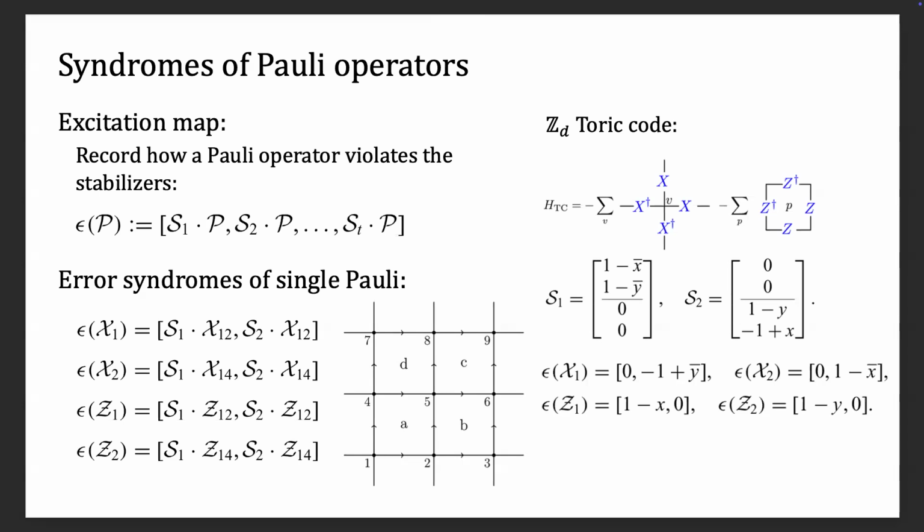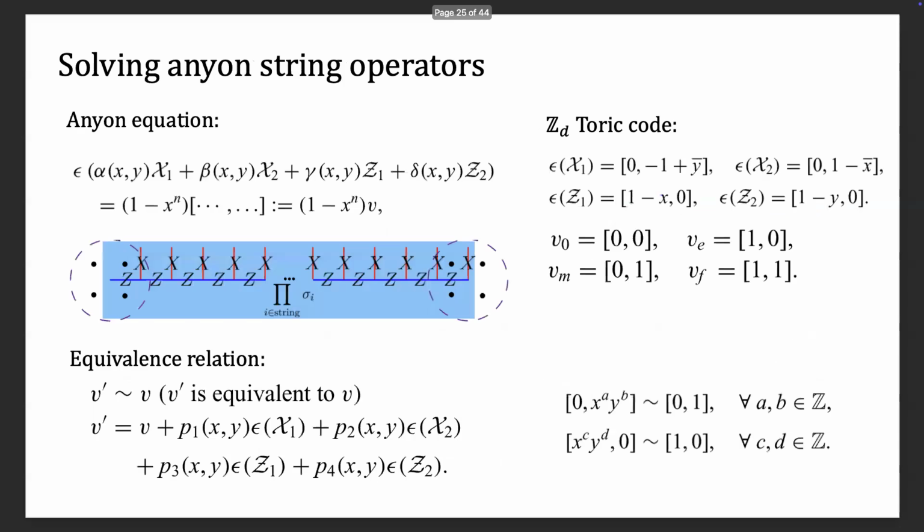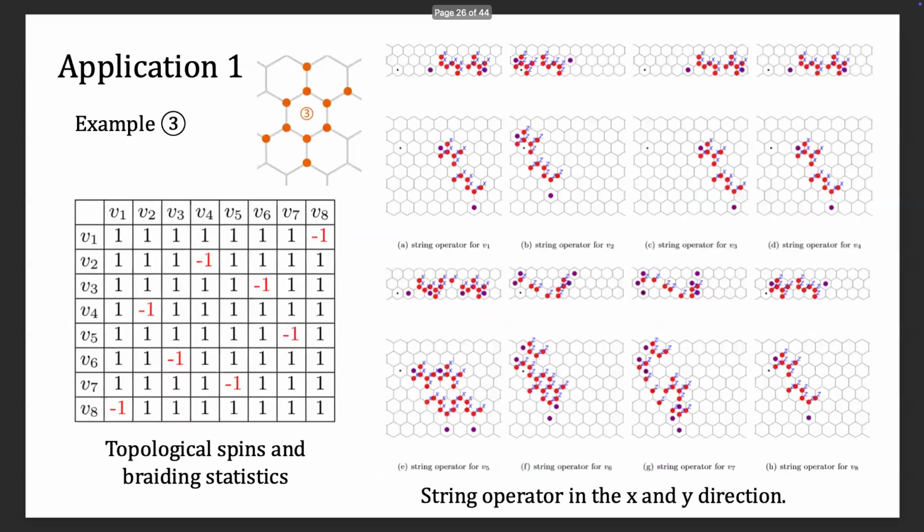And similarly for S2, it has a 1 minus Y, which means I have the Pauli Z here, and moving to the Y direction, it has a Z dagger, with 1 minus Y. And similarly, this one is minus 1 plus X. Minus 1 here is a Z dagger, plus X is a Z here. So for every stabilizer, we can translate it into a column vector of polynomials. And we can compute how a single Pauli operator excites these two stabilizers.